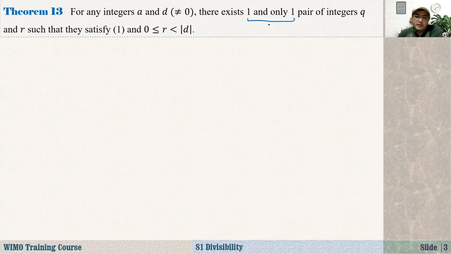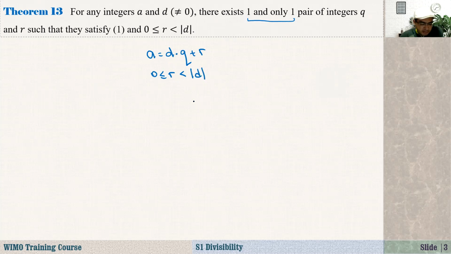There is only one pair of integers Q and R such that they satisfy the first equation and the second one. If you pick any two integers and divide A by D, here we have the quotient and here we have R. And what is R? R may be 0 or greater than 0, because with 0 we just say that D divides A, and it should be less than the absolute value of D.